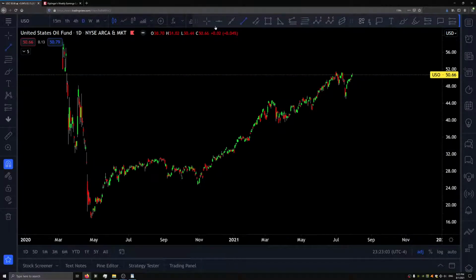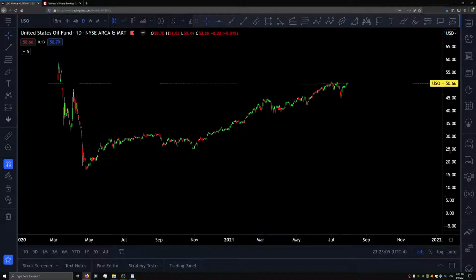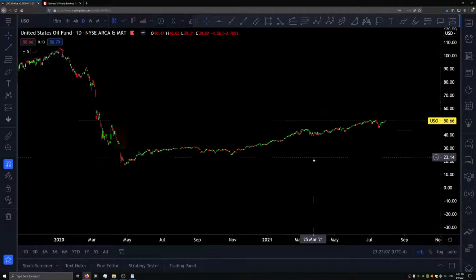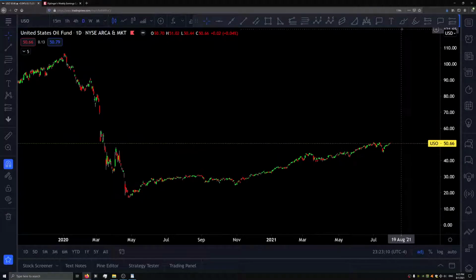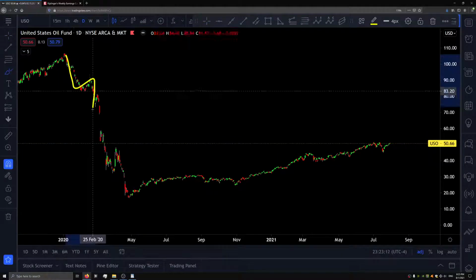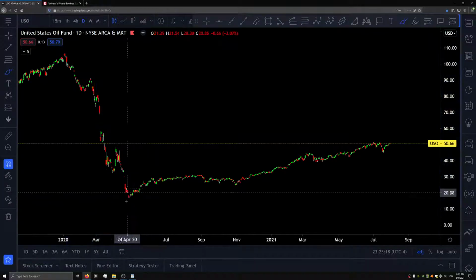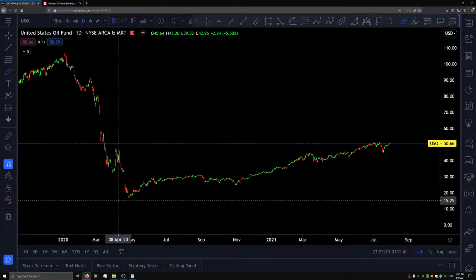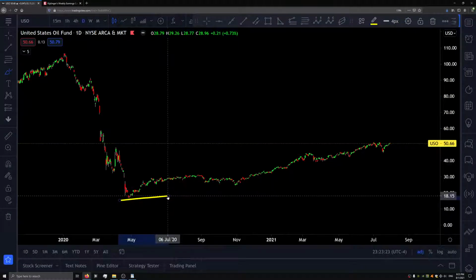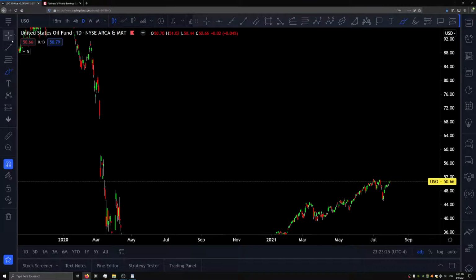And we have been in an uptrend on oil after the catastrophic COVID-19 crash back in 2020. I remember this was absolute insanity in the oil market and ETF trading. We finally found this bottom here at the end of April because of the government stimulus package that's going to save the market and the economy.